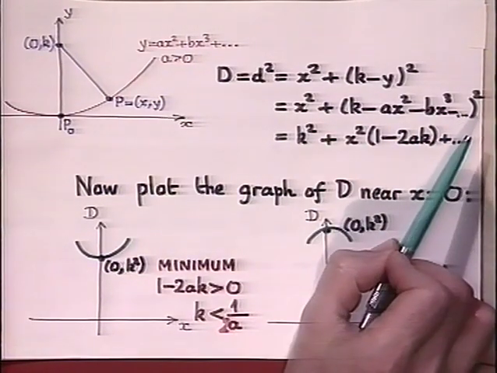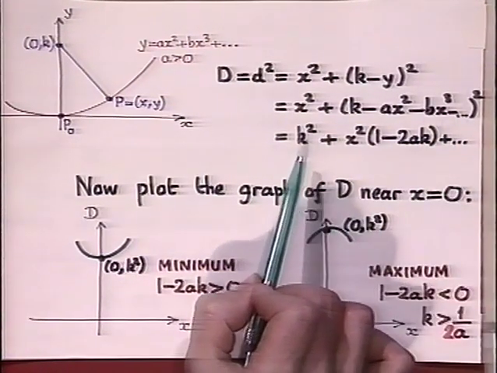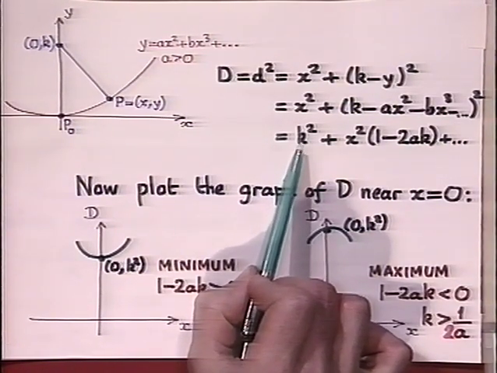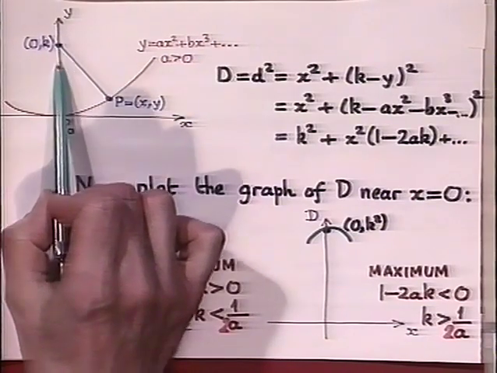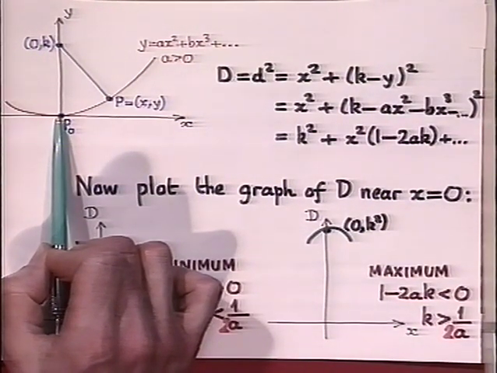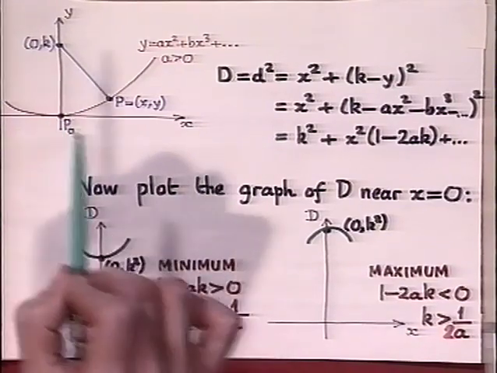We square everything out, and then we look at the first two terms that come out. The first term is k squared. Well, that's hardly surprising, because when x is 0, the distance down here is most certainly k. So the square of the distance will be k squared when x is 0.